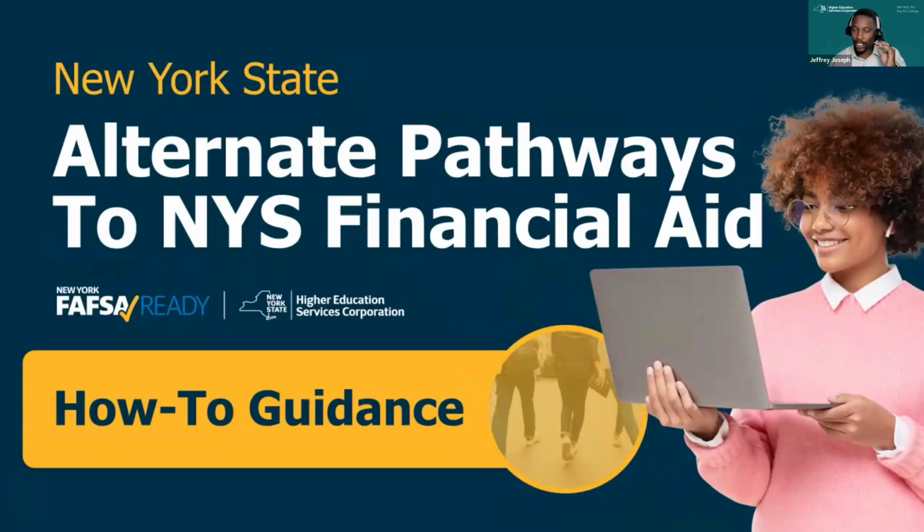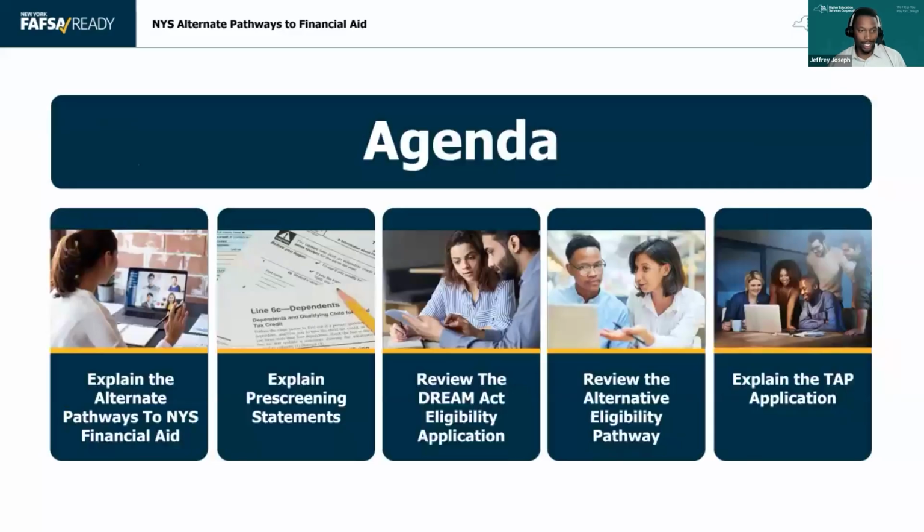If you were in our trainings last week, we mentioned these, and I said we're going to go into deeper depth with those, and here we are. So today we're going to cover the alternate pathways. What are they? How do you get aid from New York State without being a conventional FAFSA recipient? We're also going to explain pieces and elements of that process.